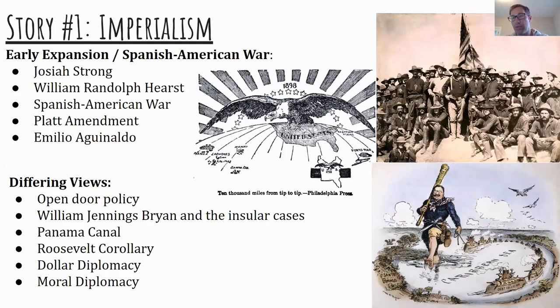We also see it with the Roosevelt Corollary, which is an addition to the Monroe Doctrine. After that is dollar diplomacy, which is Taft, who's arguing that the United States should get involved with things when it's in our economic interests. So collecting debts, for example. And then there's Woodrow Wilson. And Woodrow Wilson is all about moral diplomacy, which is getting involved overseas in order to spread American democratic values.